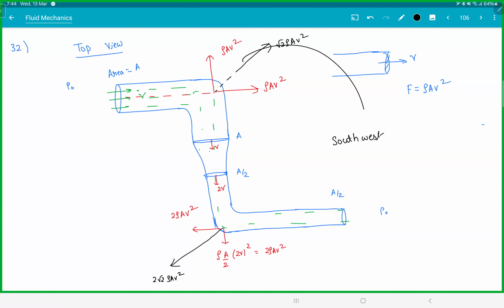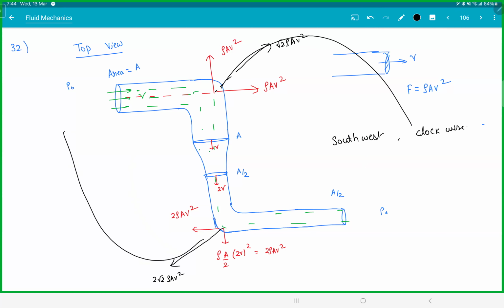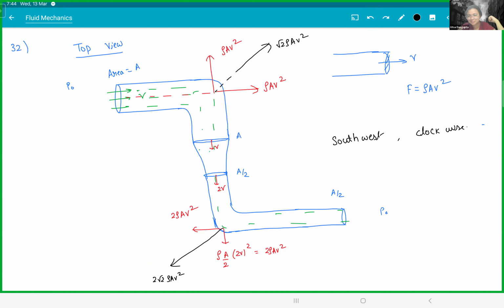And which way is it rotating? This way, no? Clockwise. Clockwise, right? It will rotate this way. Correct. You did everything and you messed up the last thing.